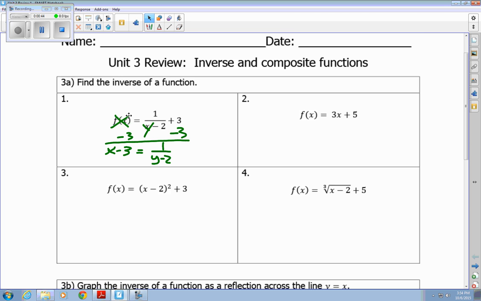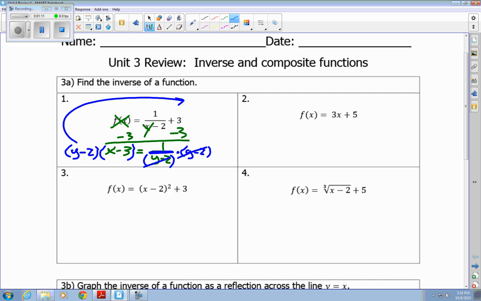Now usually if you're trying to get y by itself, you're not moving it, you're moving everything away from it. Well, in this case, you're dividing by y minus 2. The only thing you can do, because we have it divided by, is multiply. So you multiply both sides by y minus 2. When you do that, this cancels, and I have y minus 2 times x minus 3 equals 1.